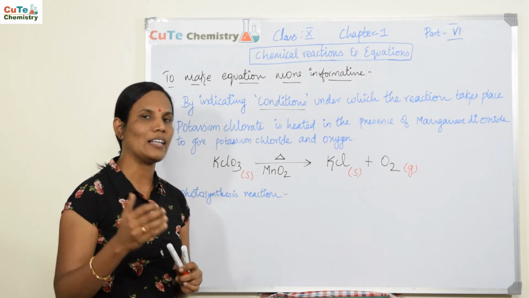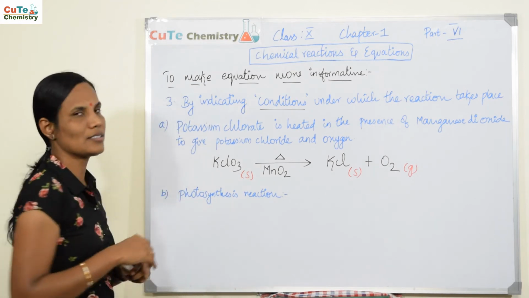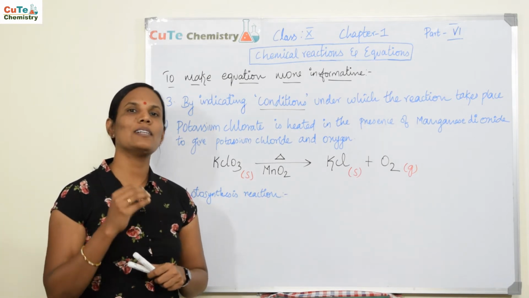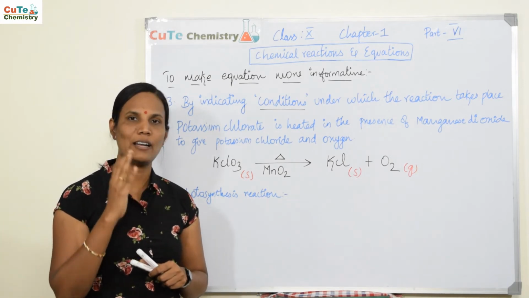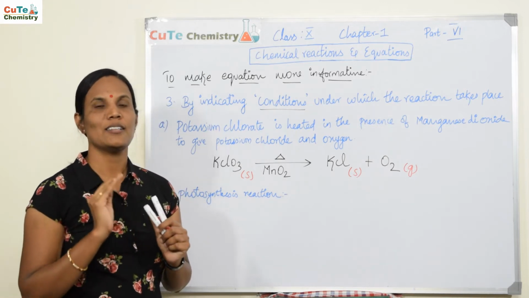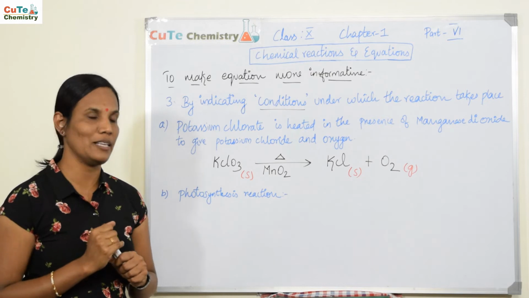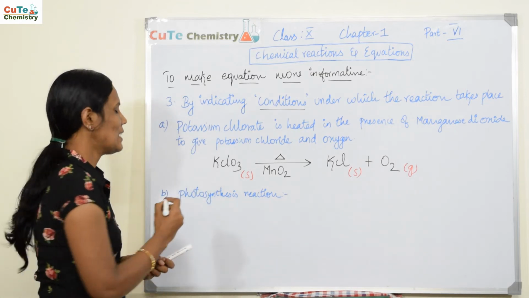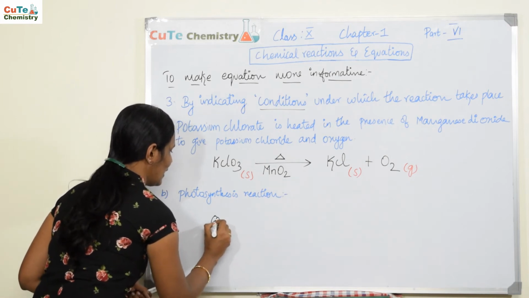Let us take another example: the photosynthesis reaction. What is meant by photosynthesis? Plants will take up carbon dioxide and water and produce glucose. So that is the reaction. How will this reaction take place? Let me write the equation. During photosynthesis, carbon dioxide is taken by plants.